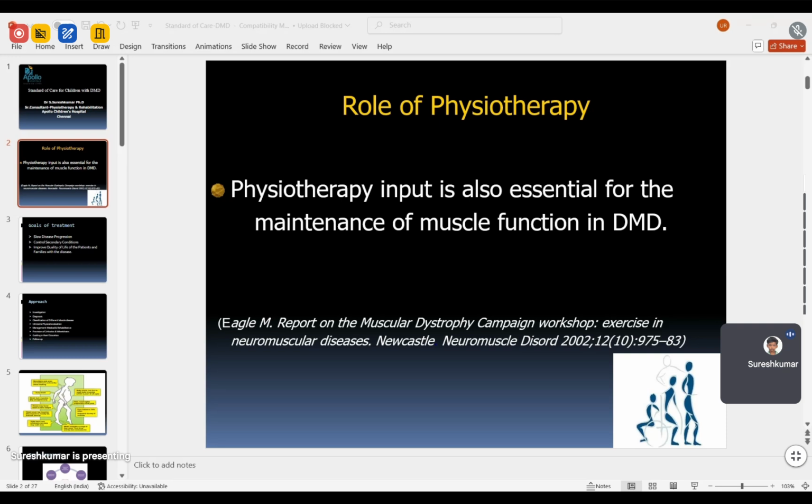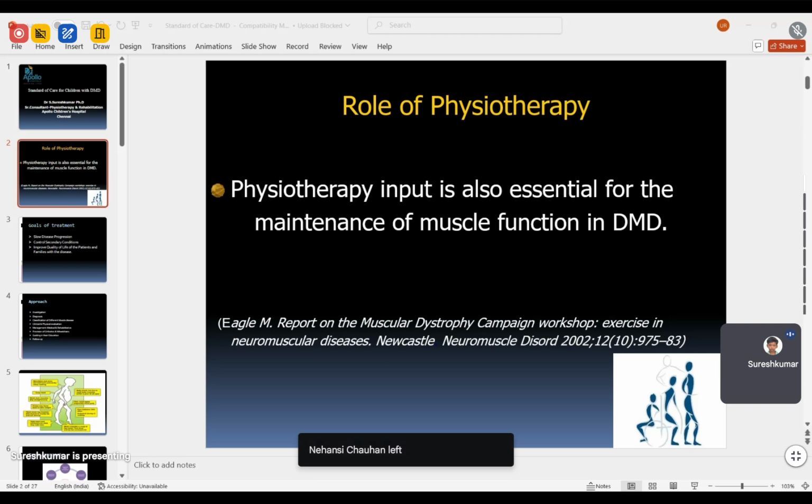As I said, these children don't require any aggressive strengthening or resistive exercise. They basically need stretching, because of constant firing of anti-gravity muscles, the child will come with tight Achilles tendons. The child will come with tight hamstrings. The child will come with tight hip flexors.